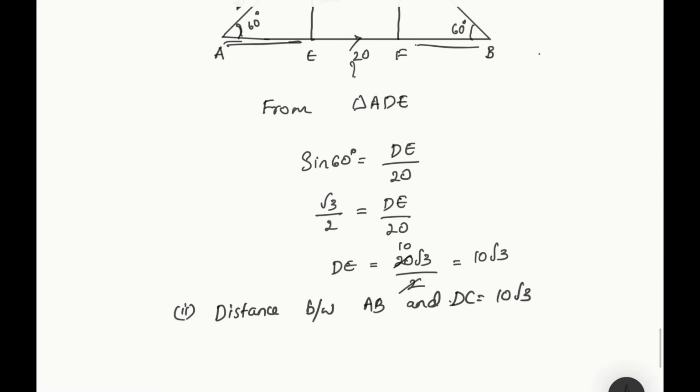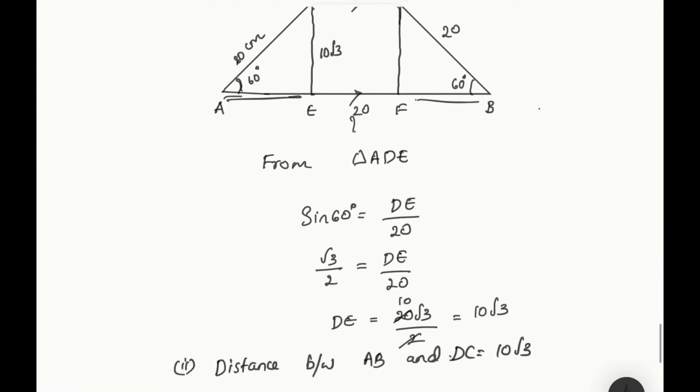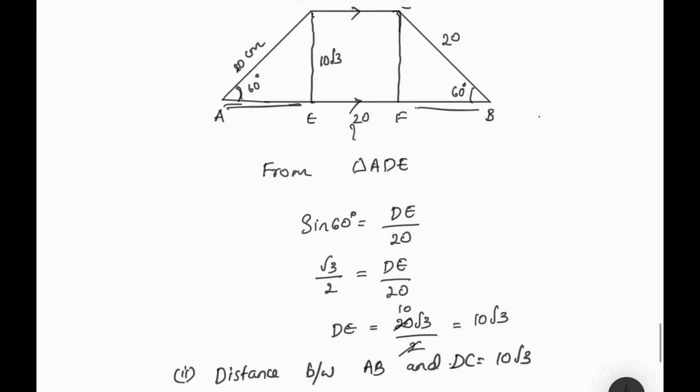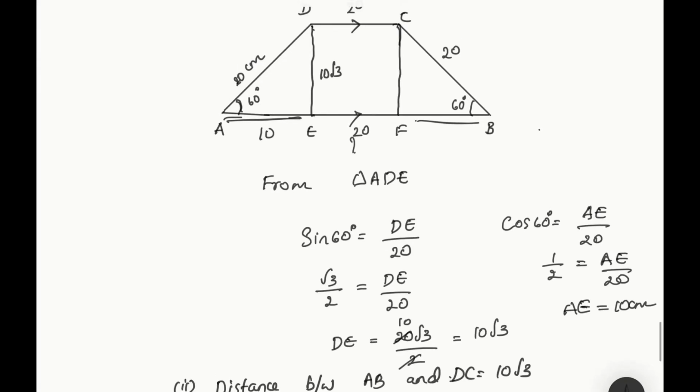Now first sub question, find the length of AB. So how do we find out this side? From the same triangle I can find out AE. So what can I take? Cos 60 equal to base by hypotenuse, AE by 20. Cos 60 is 1 by 2 equal to AE by 20. AE is equal to 20 by 2, that is 10 centimeter.